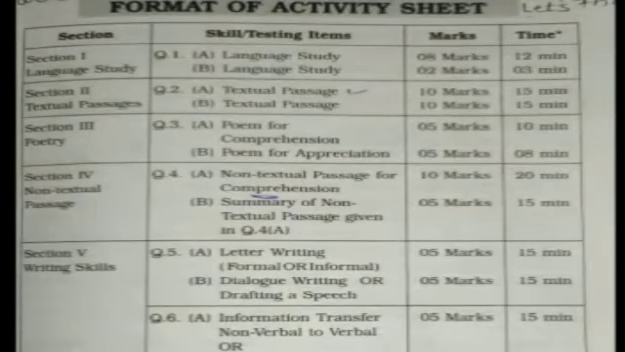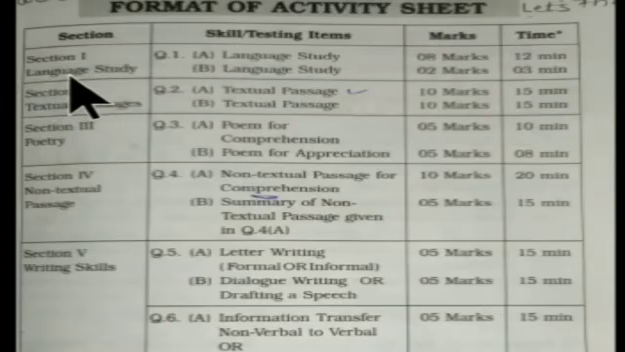Let's see the format of the activity sheet and marking scheme. The written test is for 80 marks and the oral is 20 marks, total 100 marks. There are 4 columns. The first is the section, the second is skill and testing items, the third is marks, and the last is time.